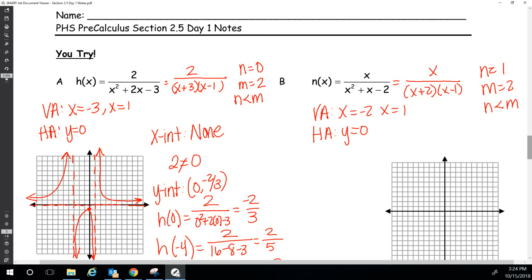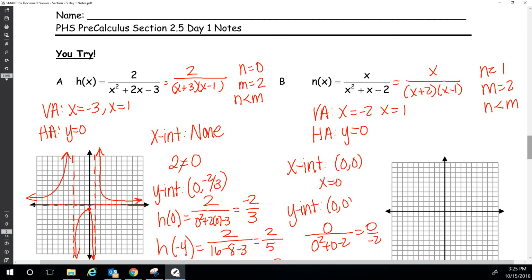My x-intercept, that's when my numerator is equal to 0, so in this case it's just when x is equal to 0. So when x is 0, y is 0. For my y-intercept, that's plugging in 0 into my equation. So that would be 0 over 0 squared plus 0 minus 2, which is 0 over -2. Y-intercept is also (0, 0).